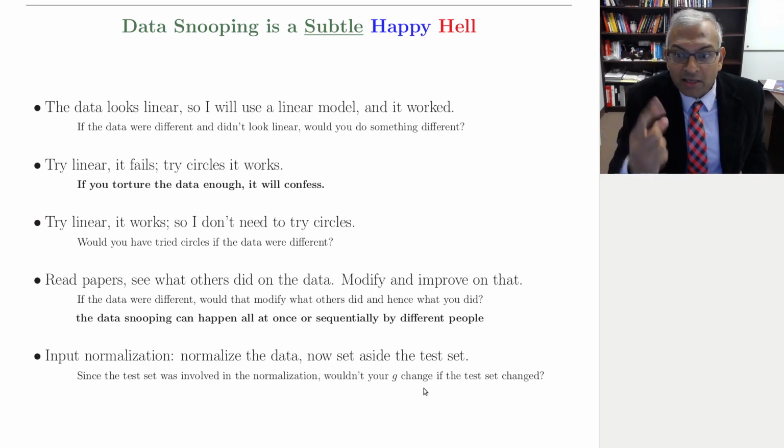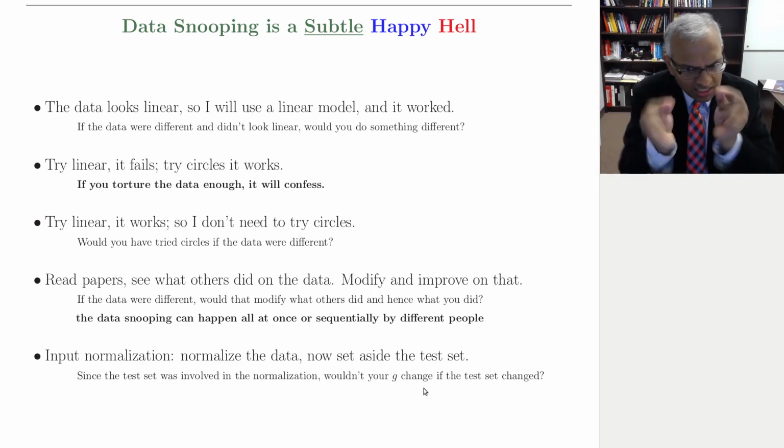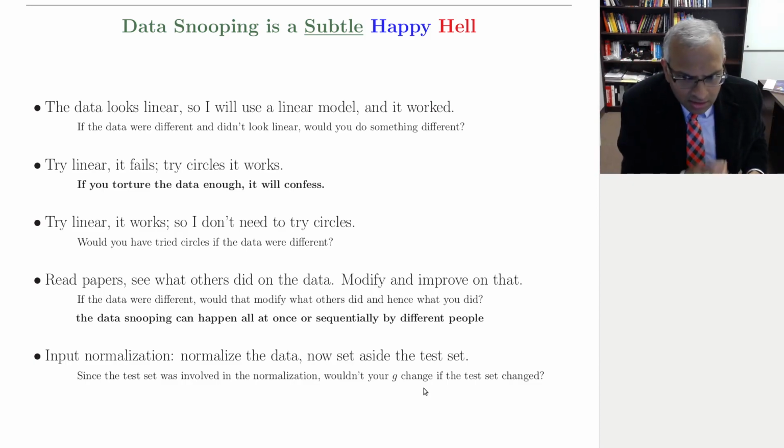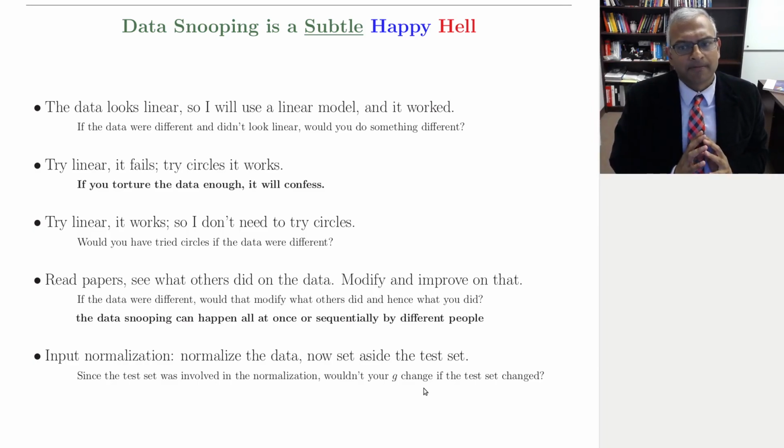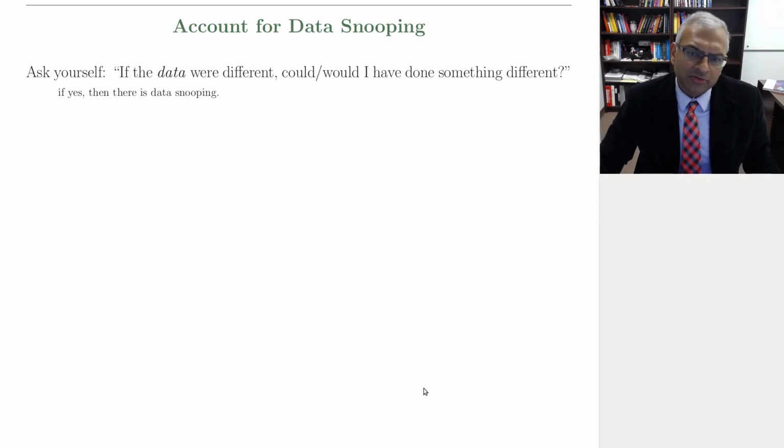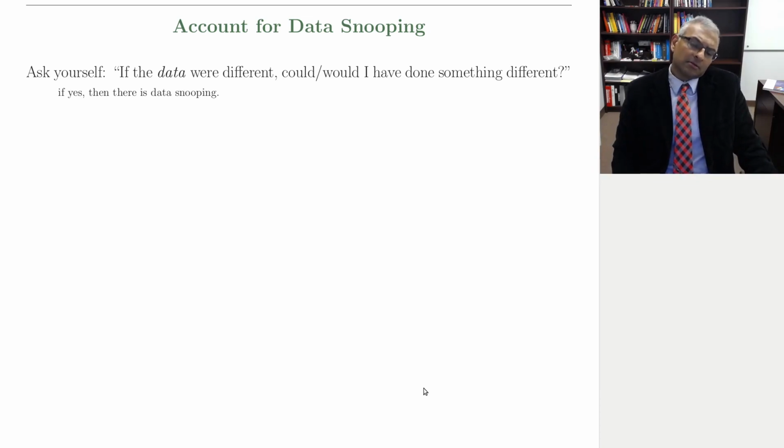Data snooping. If the data set has in any way whatsoever affected what you did, has affected what you output from learning, then you cannot use that data to assess the learning. So there are all kinds of subtle ways in which data snooping can occur. So let me give you a high level cheat sheet in some sense.